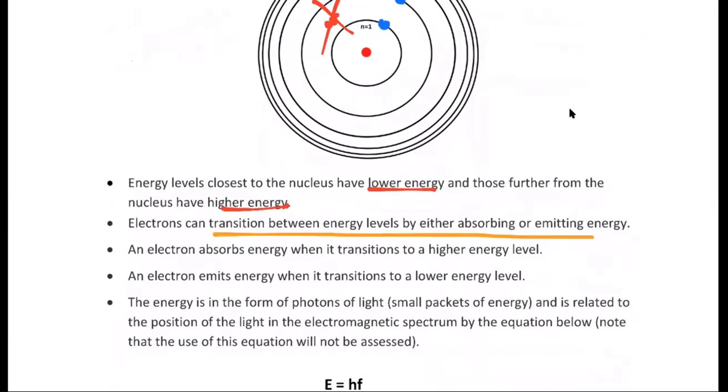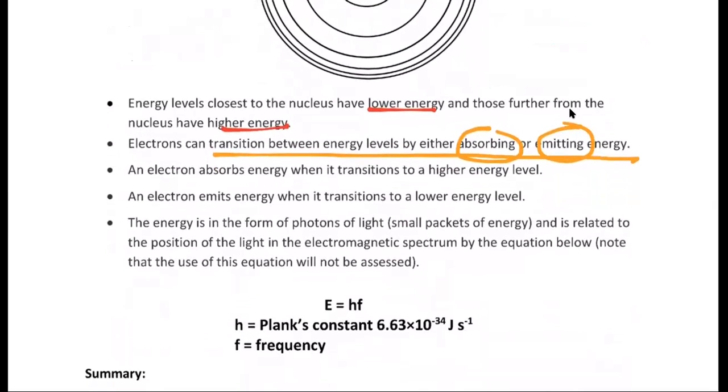And so those keywords, absorbing and emitting, correspond to our absorption and our emission spectrums, those lines that we just looked at. So what happens is an electron can absorb energy, and when it absorbs energy, it goes to a higher energy level. And this is usually in the form of heat, maybe electricity, okay?